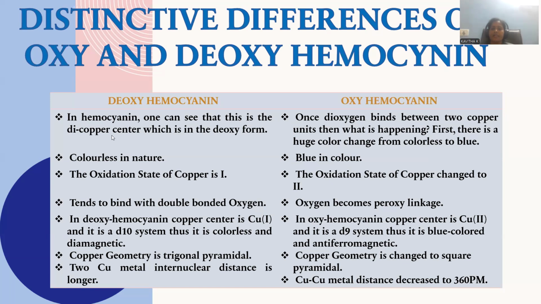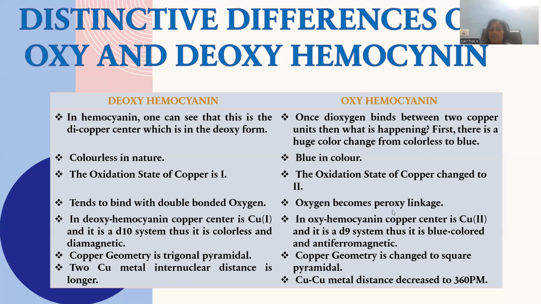Hemocyanin in the deoxy form is a dicopper center, with two copper metal ions in the +1 state. Once oxygen binds in between the two coppers, it generates a color change. The colorless substance shifts to blue in color. Colorless is recorded for the deoxy form and a blue coloration for oxyhemocyanin. In deoxyhemocyanin, the copper is accompanied by a +1 charge only, but oxygenation enhances the charge of copper to +2. It tends to bind with the double bonded oxygen. The binding affinity for double bonded oxygen is extremely large for the deoxy form.